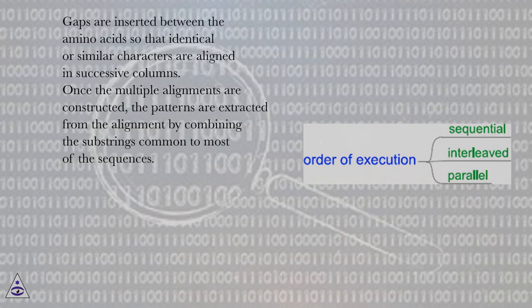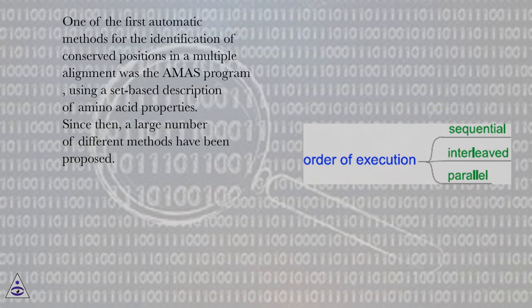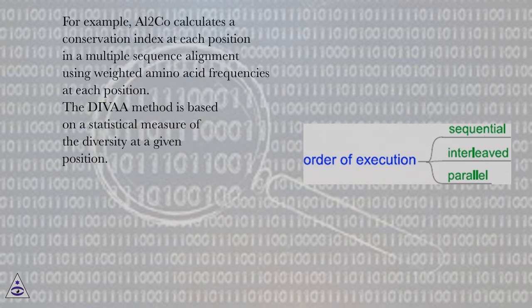of the sequences. One of the first automatic methods for the identification of conserved positions in a multiple alignment was the AMAS program, using a set-based description of amino acid properties. Since then, a large number of different methods have been proposed. For example, AL2CO calculates a conservation index at each position in a multiple sequence alignment using weighted amino acid frequencies at each position. The Dev-Vos method is based on a statistical measure of the diversity at a given position.